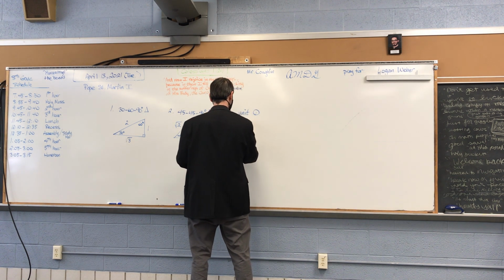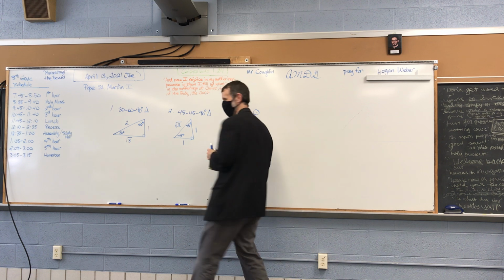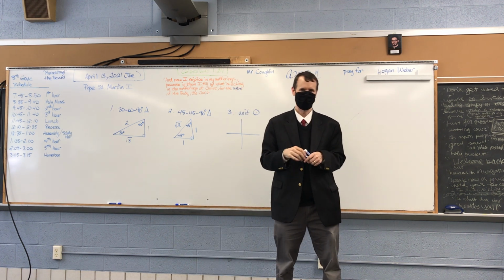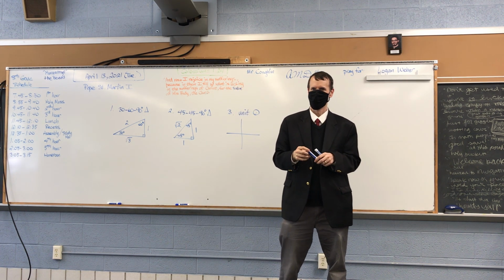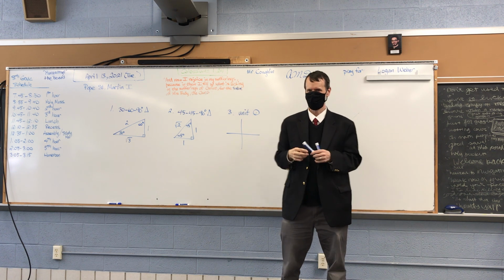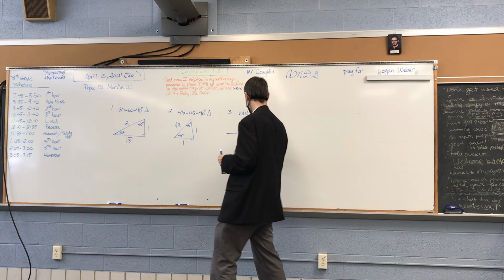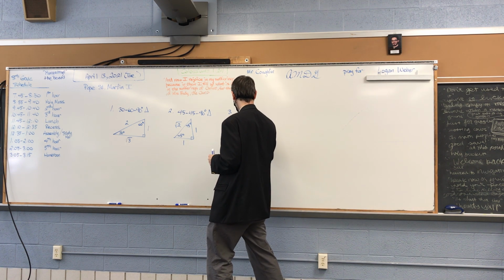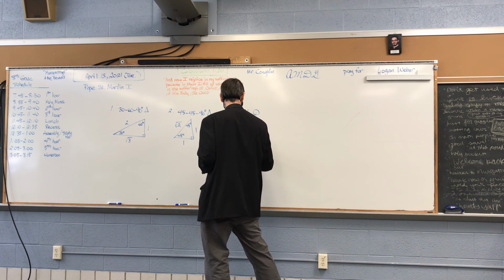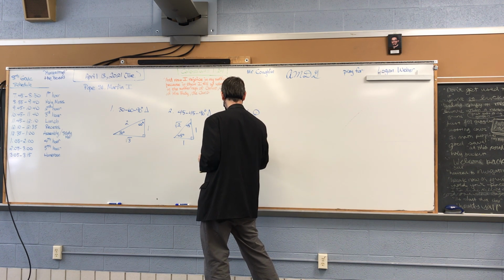There are 4 things you need to know about the unit circle. Give me one of the 4 things you need to know. Well, there's a circle. True. Where's the center? 0, 0. Yes, that's one of them. With a radius of 1.